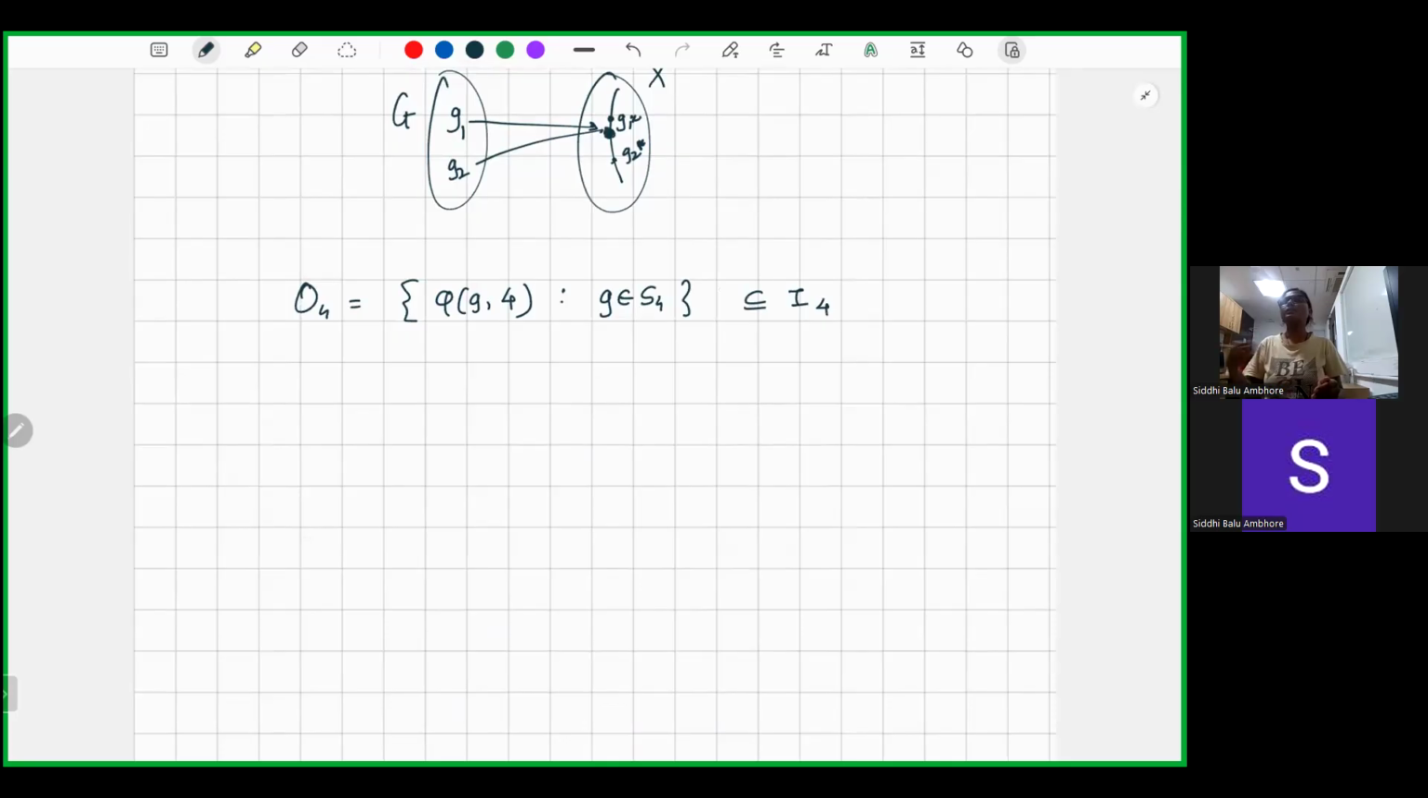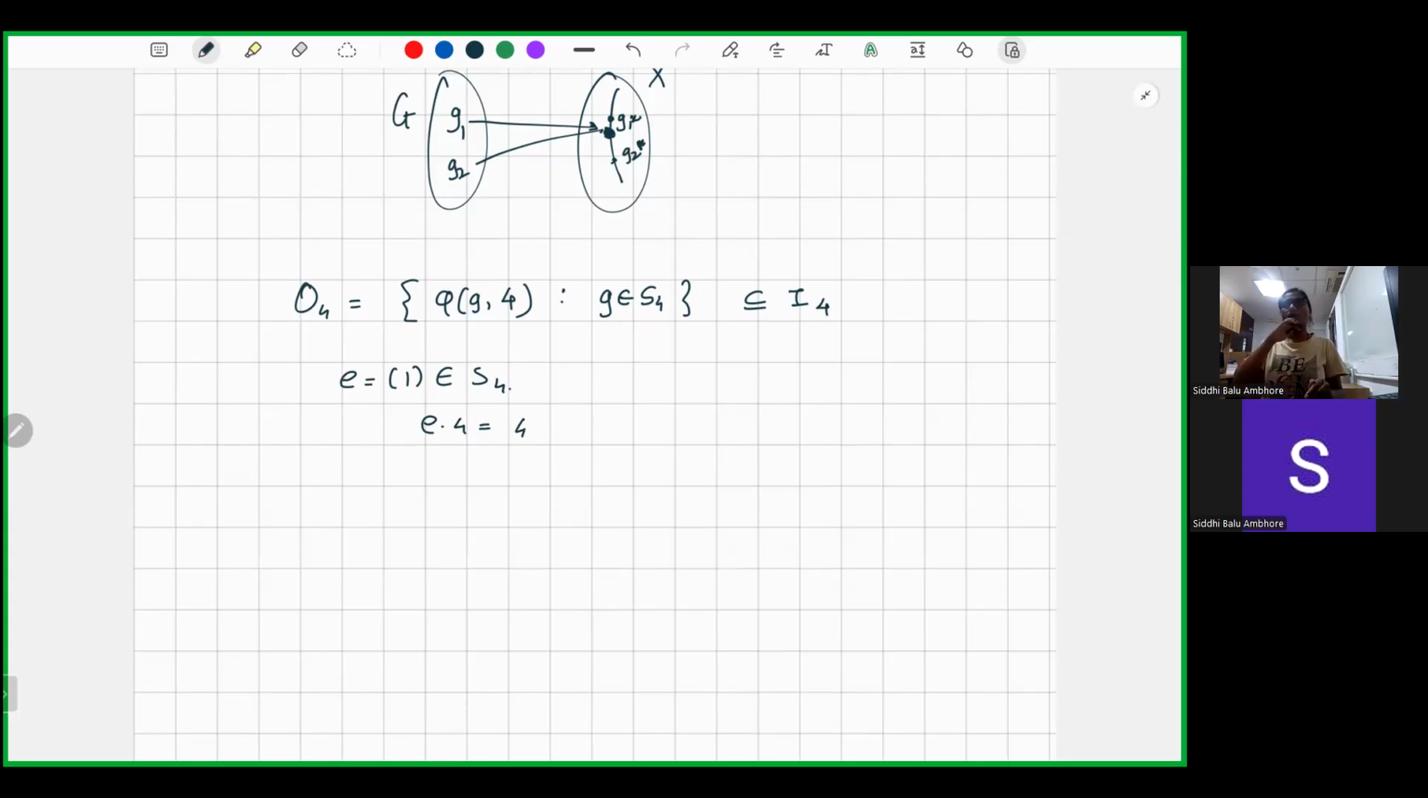So the moment I get all the elements from I4, I can declare that the orbit will be the entire set I4. We don't have to go ahead and check it for each and every element of G. So for example, if I take the identity element in S4, which is mostly denoted by E, then E of 4 is just 4, right? So 4 belongs to my orbit anyway.